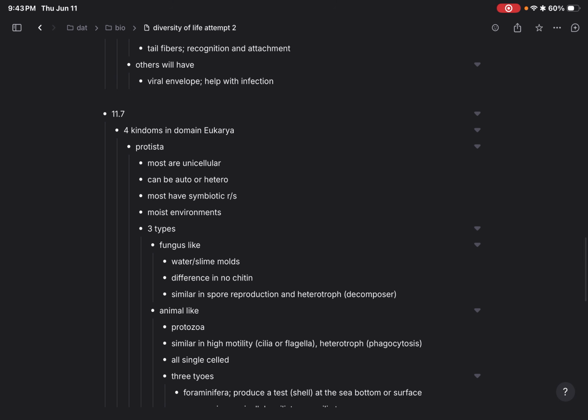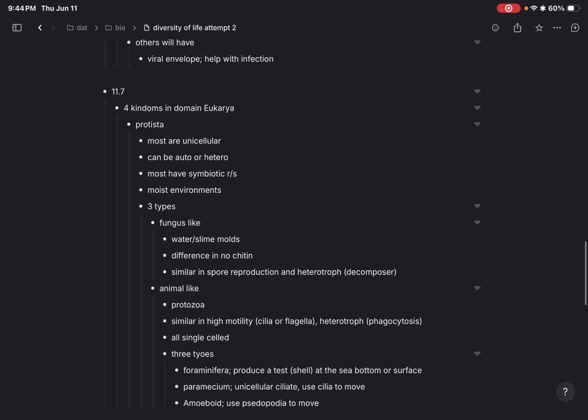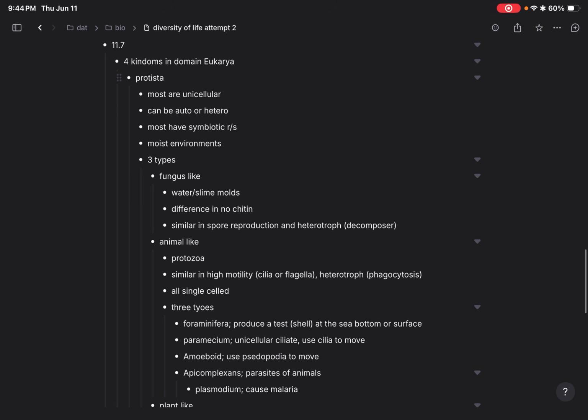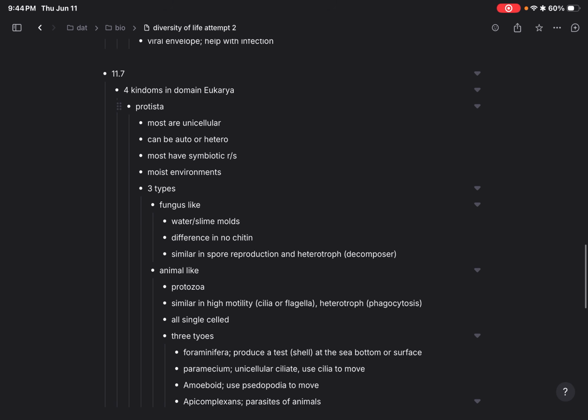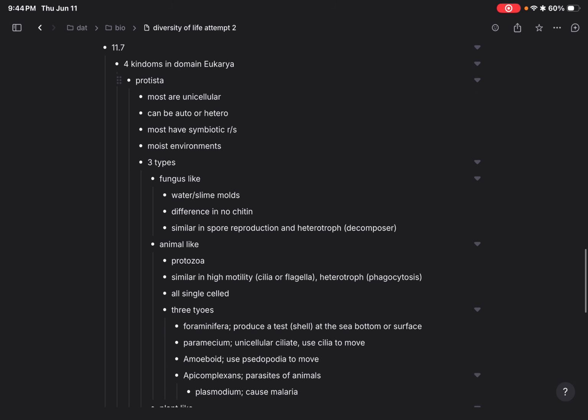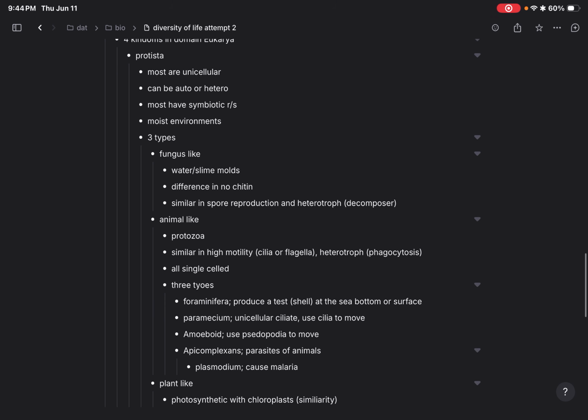So to start with Protista, most of these are unicellular. They could be autotrophic or heterotrophic. They'll usually be present in symbiotic relationships with other things. And the key thing is that they are in moist environments. They're always in aquatic areas. They need that moisture.